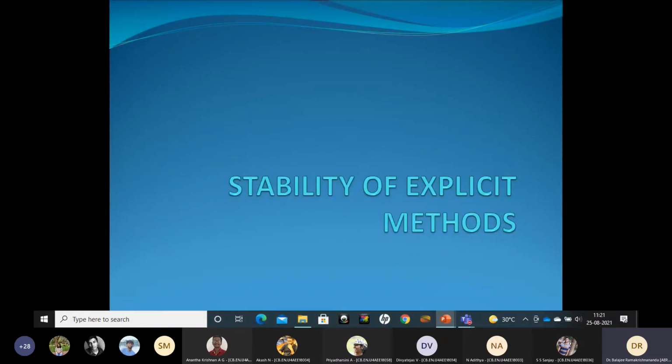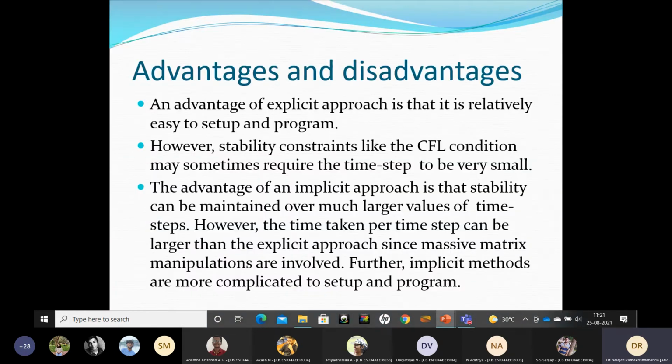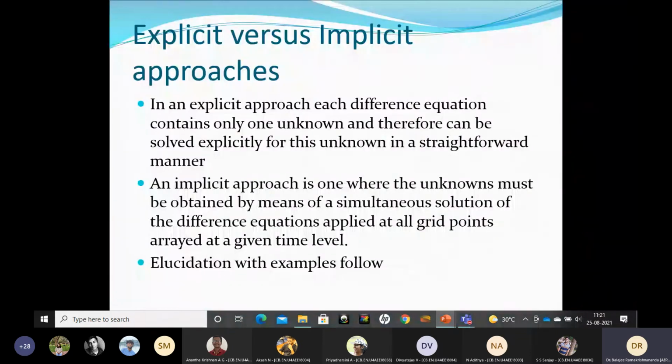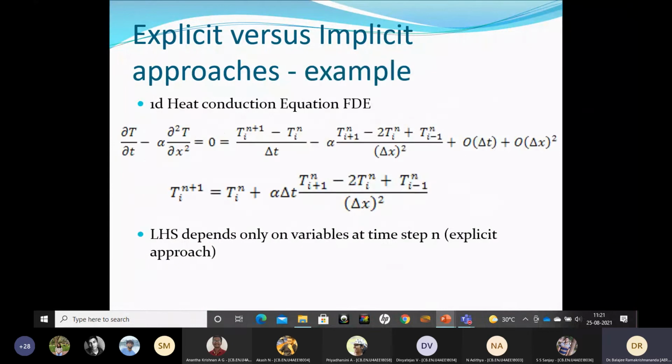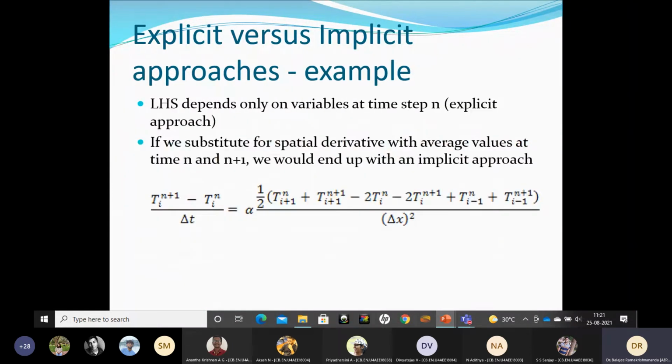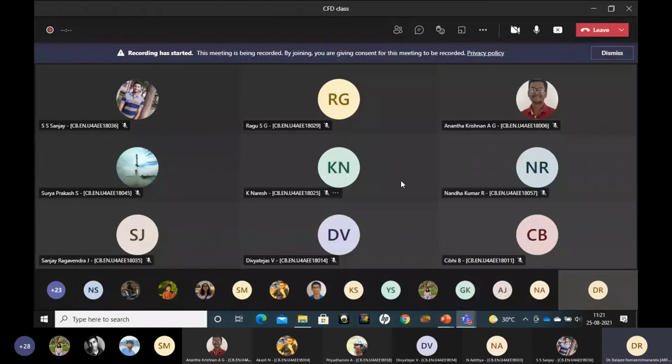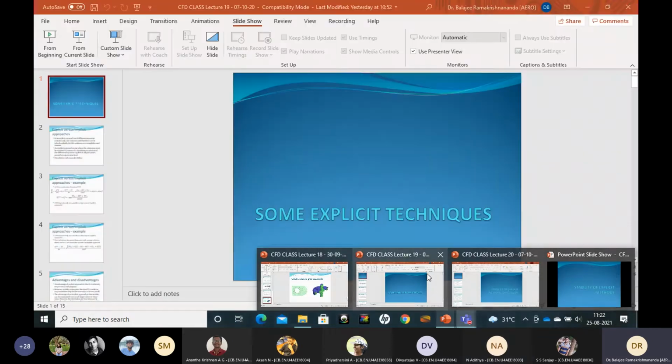Now let's look at the stability of explicit methods. Any doubts so far? Any doubts? Naresh, okay? Yes, sir. Okay. Aditya, no doubt? No, sir. Okay.